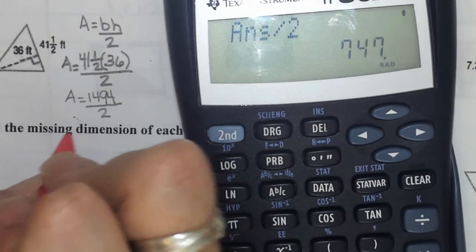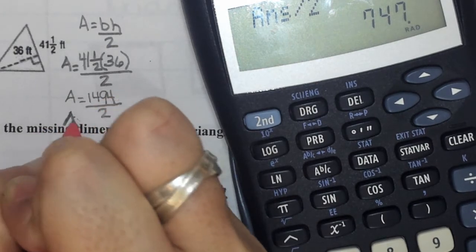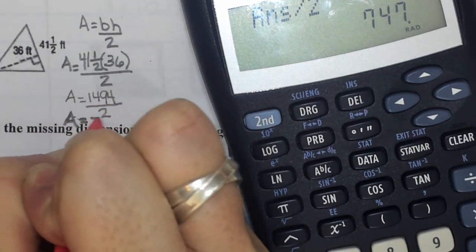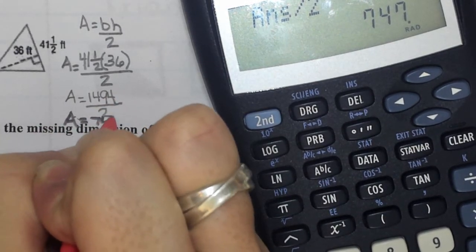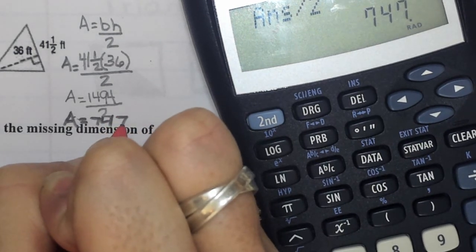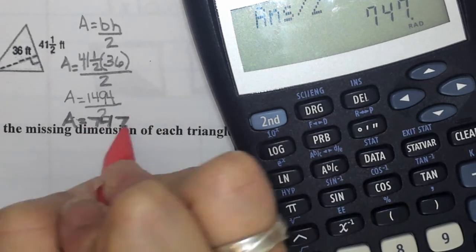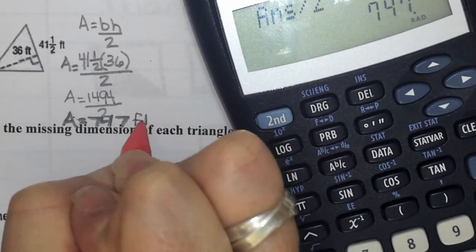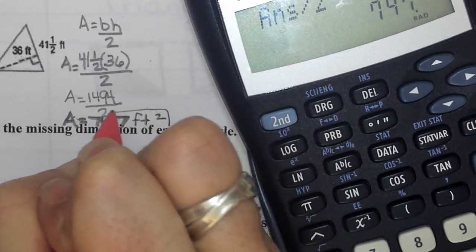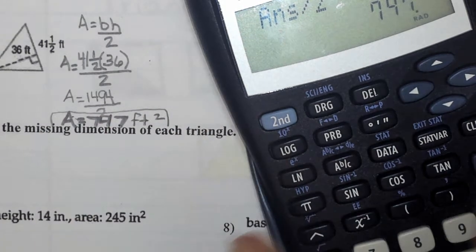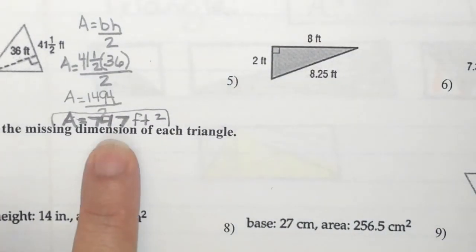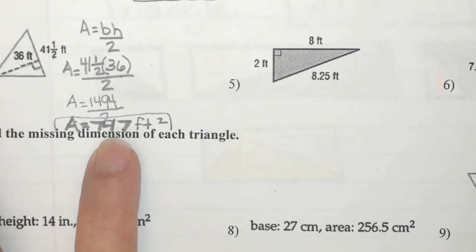I have quite a few of you that didn't work it out on your calculator, and it's only like the second or third fraction problem we've done with that ABC button. I'll be honest, I'm begging you to try it. 747 feet squared. I kind of ran out of room.